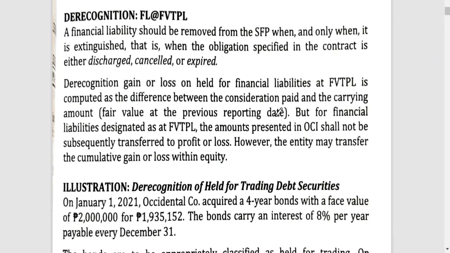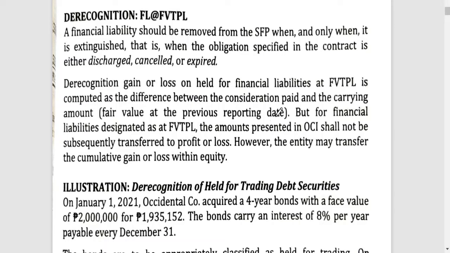Okay, when do we de-recognize a financial liability? When we de-recognize, we remove it from recognition, meaning it will be removed from the SFP. And when does that happen? When the liability is extinguished. It is extinguished when it is discharged, cancelled, or expired. So, there would be a gain or loss, depending on whether it is a gain or loss on the derecognition.